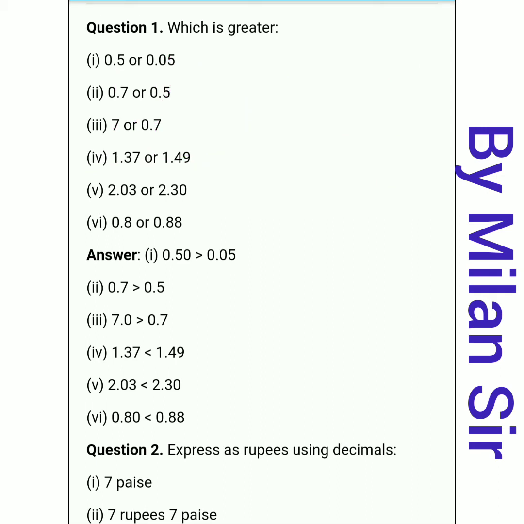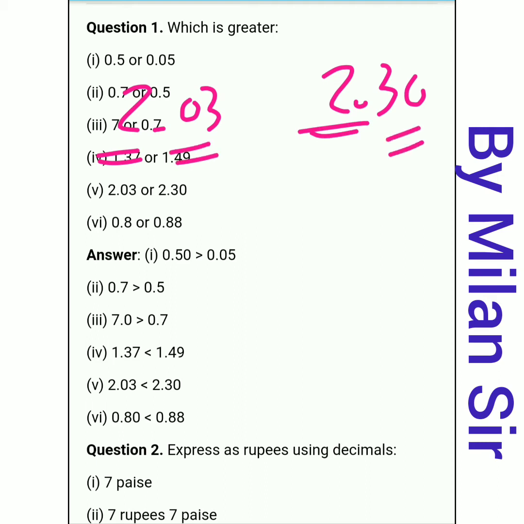Then question number 5. Here we have 2.03, here 2.30. First of all our integer parts are the same, right? Then after the decimal point we have two digits. Now 03 and 30. So which is greater, 3 or 30? Obviously 30 is greater, so 2.30 is greater than 2.03.